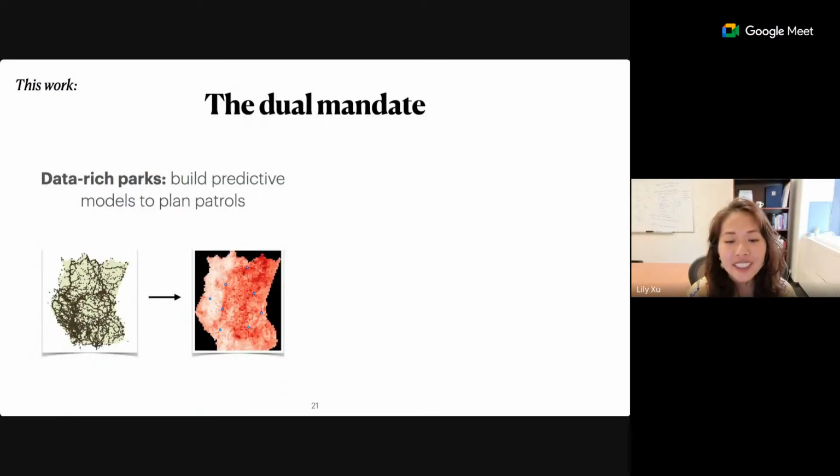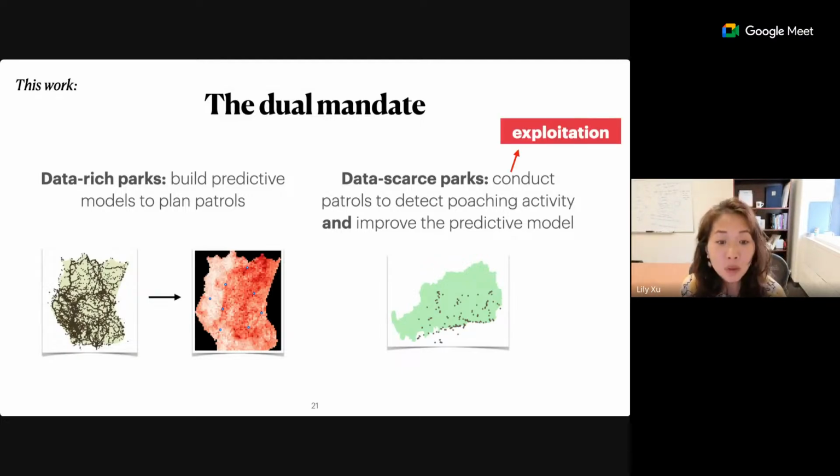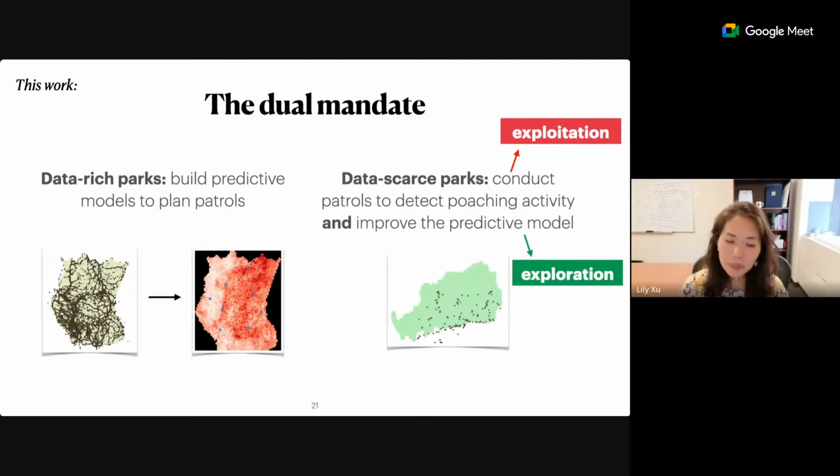And what we focus on there is recognizing that for these data scarce parks, we have to think about how to conduct patrols to simultaneously detect poaching activity while also improving the predictive model. And that requires us exploiting areas where we have a lot of information, we have a good understanding of the system, but then also exploring areas with high uncertainty so that we are getting adequate coverage throughout the space.